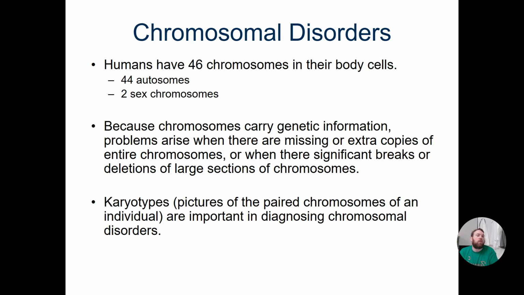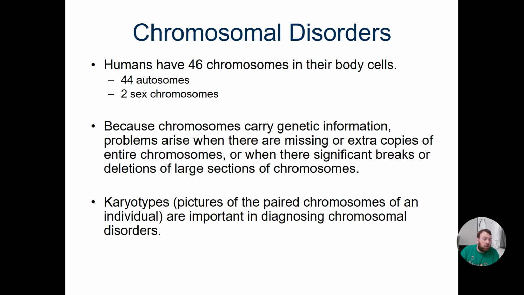Now, a chromosomal disorder is specifically related to the 46 chromosomes that we have inside of our body cells. Every single one of our cells, except for our gametes, the sex cells, has 46 chromosomes. Because these chromosomes carry a tremendous amount of genetic information, problems can quickly arise when there's an extra chromosome, an extra part of a chromosome, missing chromosomes, a significant break in a chromosome, or even just a switching of a part of a chromosome.